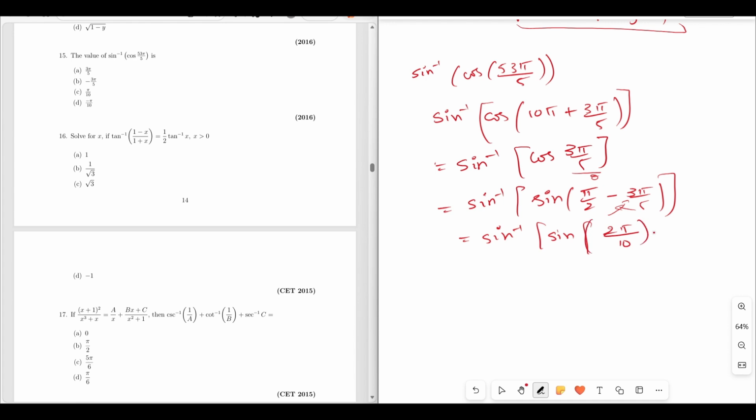You get the answer as 5 pi minus 6 pi. So it's not 2 pi by 10, it is 5 pi minus 6 pi, which is minus pi by 10. So now you will get the answer as minus pi by 10. Sine inverse of sine of minus pi by 10 is nothing but minus pi by 10. So which is the right option? Option D, minus pi by 10, is the correct answer.